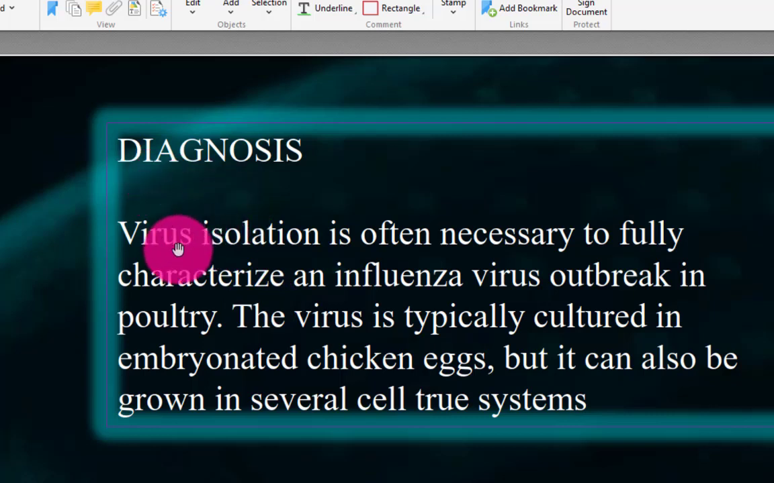Diagnosis: virus isolation is often necessary to fully characterize an influenza virus outbreak in poultry. The virus is typically cultured in embryonated chicken eggs, but it can also be grown in several cell tissue culture systems.